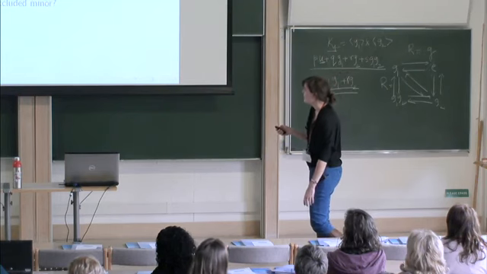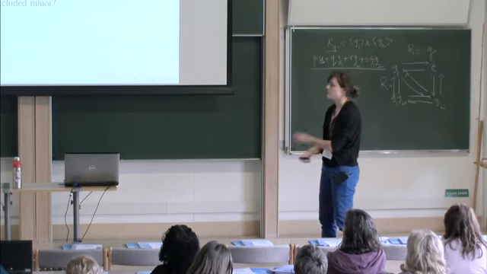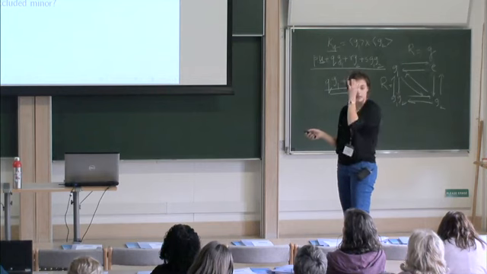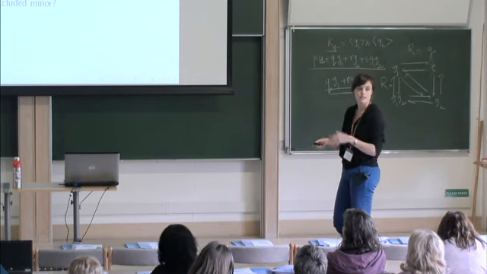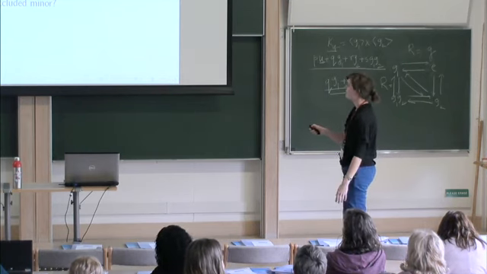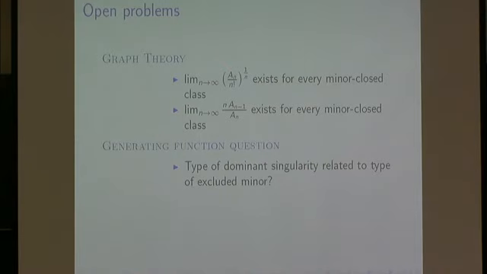Well, and basically, what's left to do? I mean, there's a lot of open questions in the area. There are many people working on that, but still there are tons and tons of open questions. And they're sort of more graph theoretical ones, dealing basically with whether we have this smooth type of behavior, and then the generating function questions. And basically, the main question is still open, which is: if I give you a class of graphs, can you tell me what's the dominant singularity? And I have something about that.